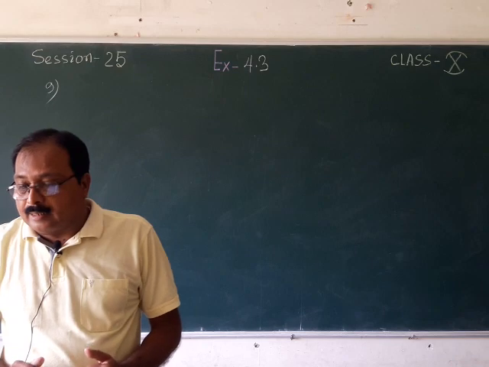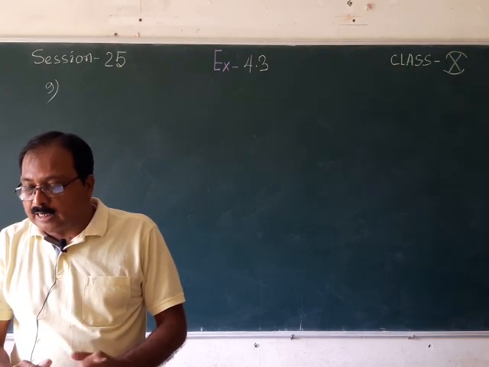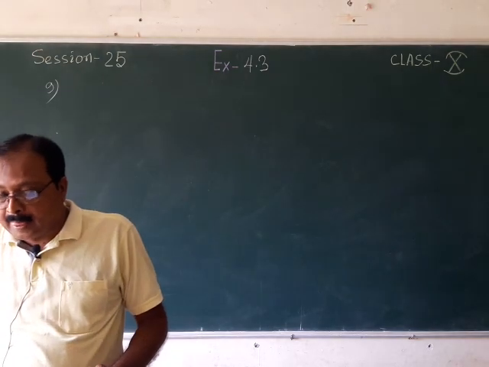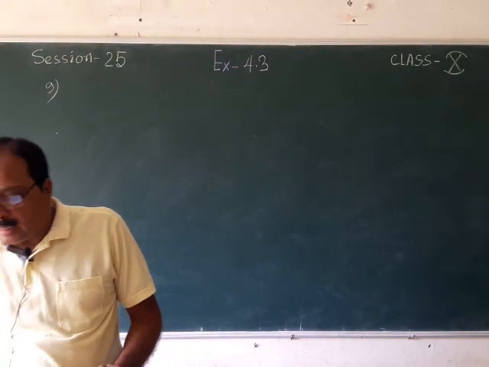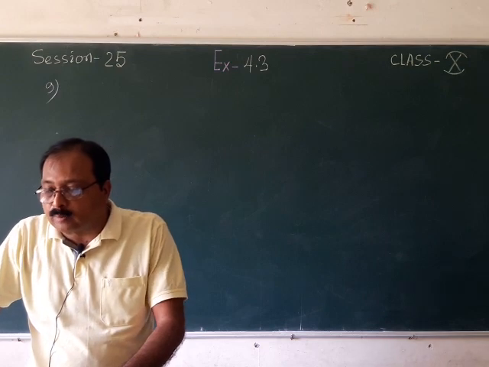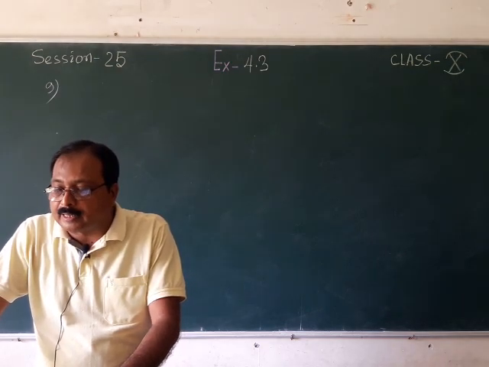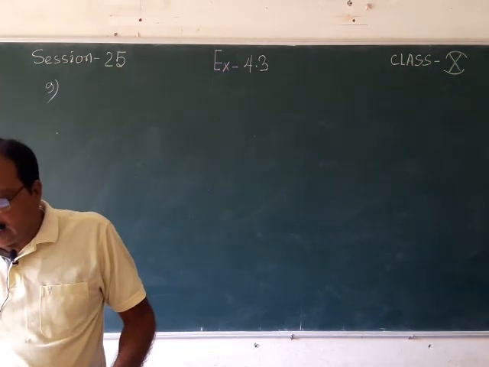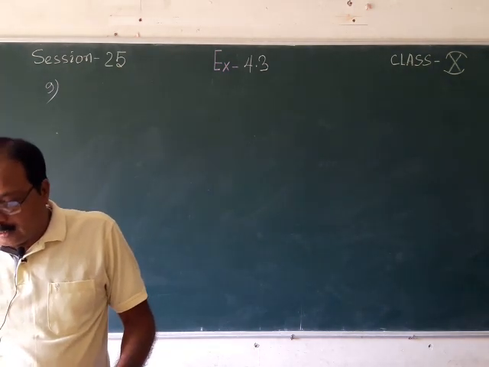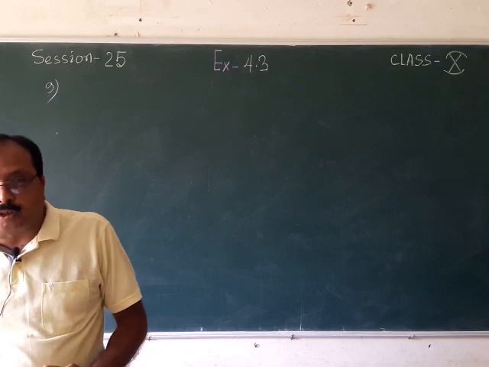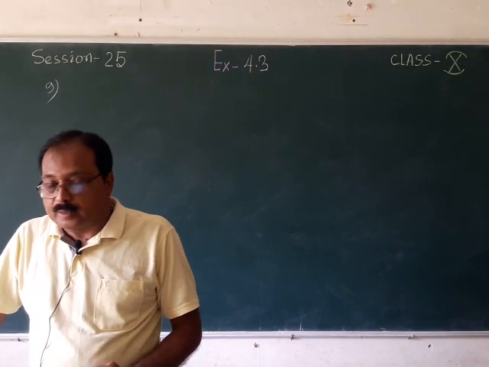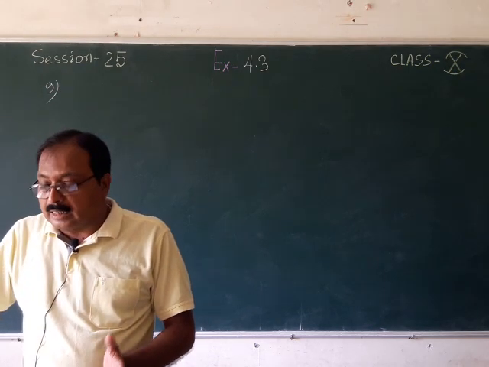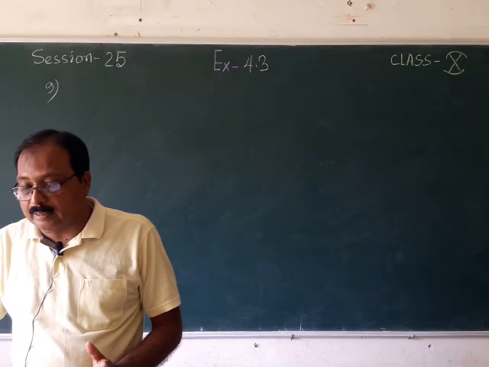Question 9: 2 water taps together can fill a tank in 9 and 3/8 hours. The tap of larger diameter takes 10 hours less than the smaller one to fill the tank separately. Find the time in which each tap can separately fill the tank. So here what is given in this question? 2 taps are there and they can fill a water tank together in 9 and 3/8 hours.